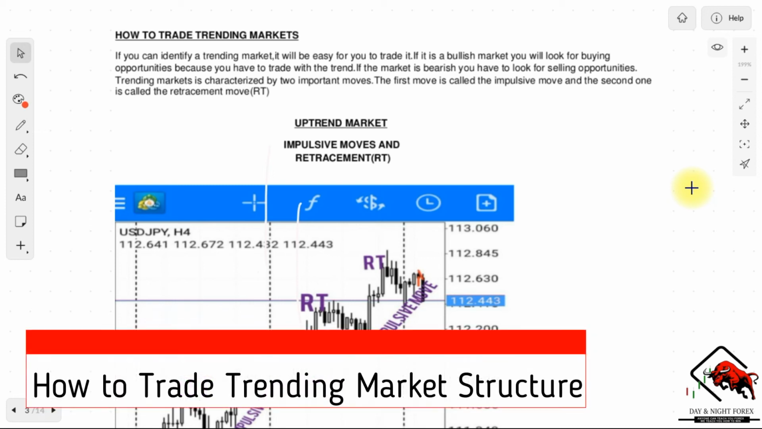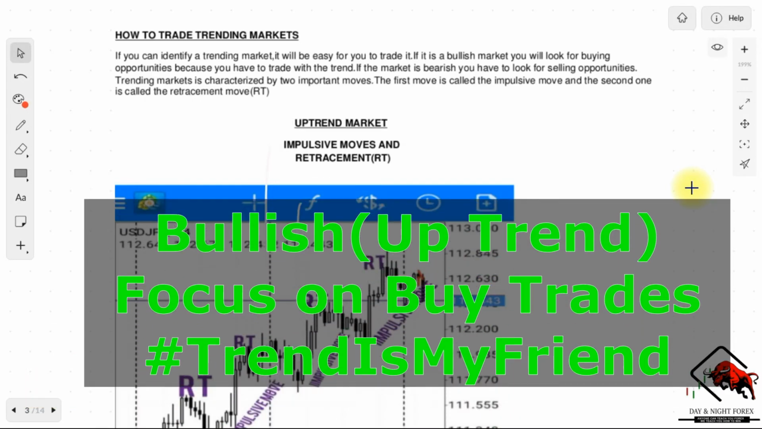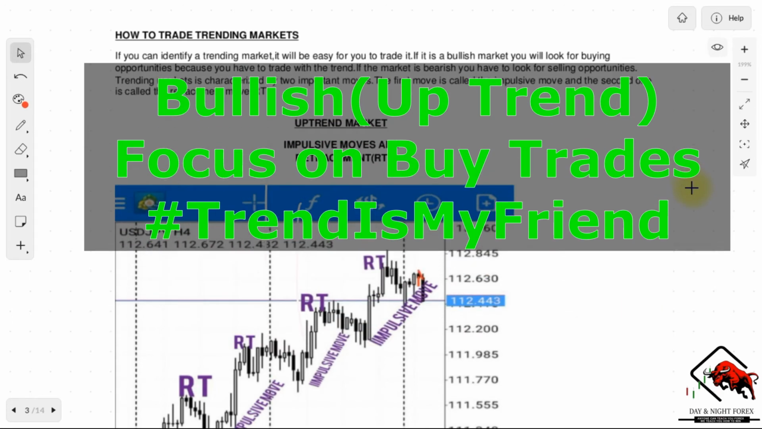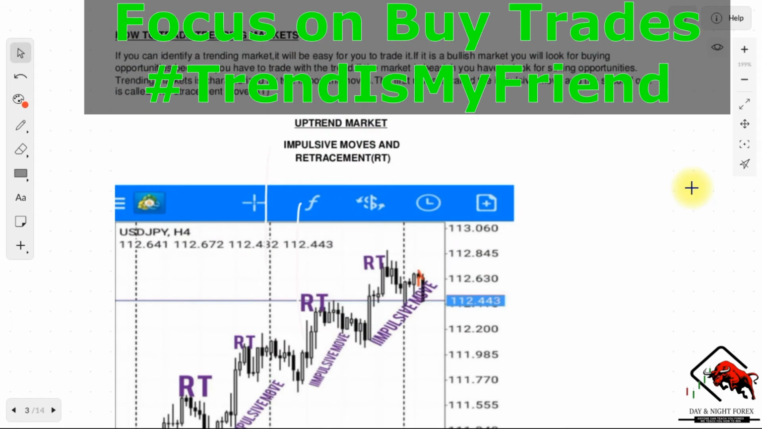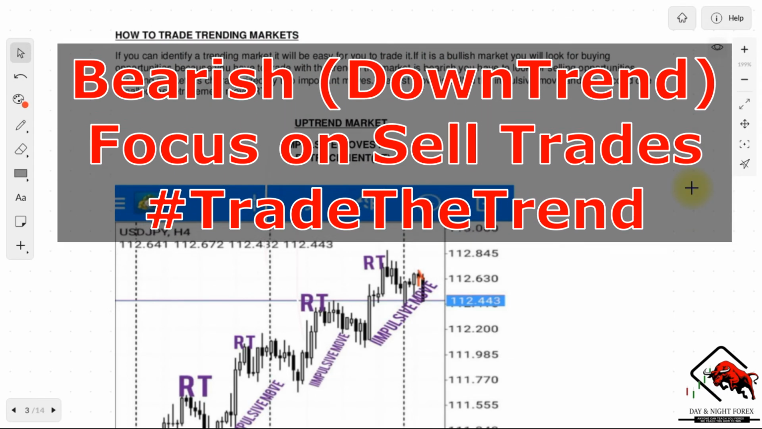So how do you actually trade the trending markets? If you can identify a trending market, it'll be easier for you to trade it. If it is a bullish market, you will look for buying opportunities because you have to trade with the trend. As you might have heard already, the trend is your friend. So you never try to trade against the trend. But if the market is bearish, you have to look for selling opportunities.